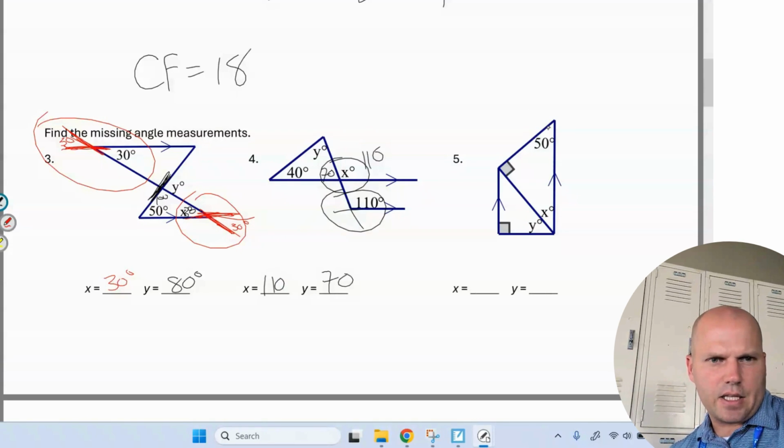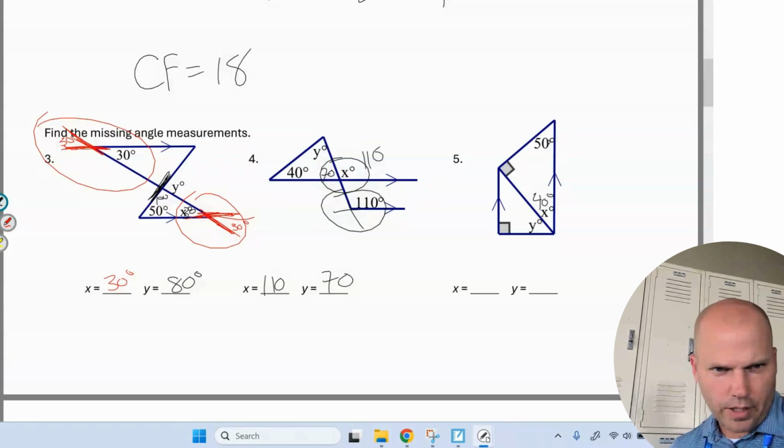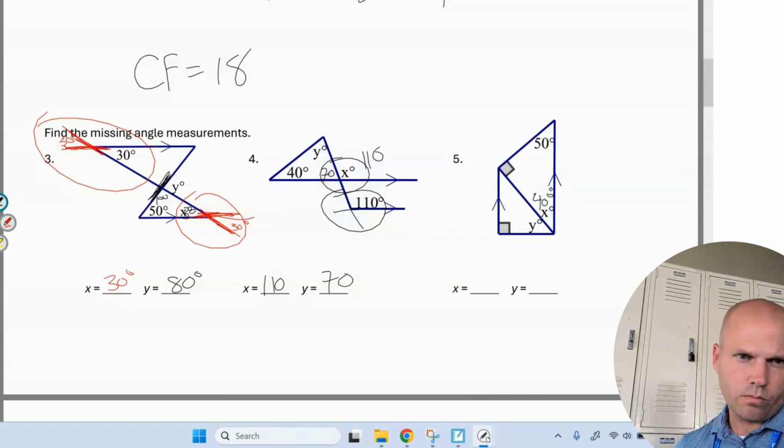This is 90, this is 50, this is 90. So this is 140, this must be 40. Okay, cool. If this is 90 and these are parallel, this has to be 90. So this y has to be 50 as well. 50 plus 40 is 90. So x is 40, y is 50.